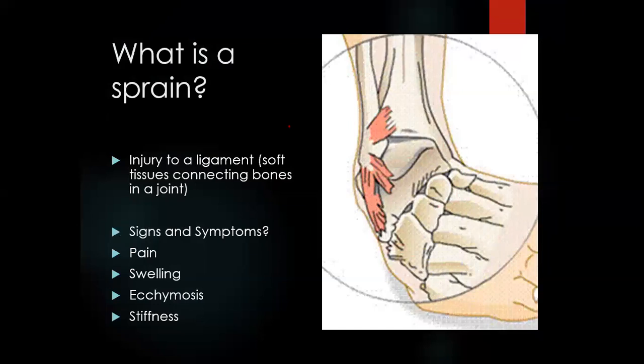So what's a sprain? Okay, a sprain is an injury to the ligament, the soft tissues connecting bone and joint. You're going to have pain, right? Swelling, stiffness, maybe inability to bear weight, probably just discomfort bearing weight.